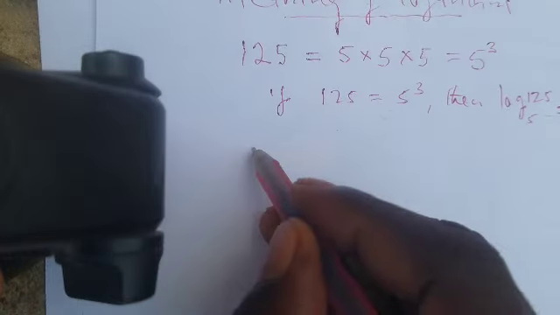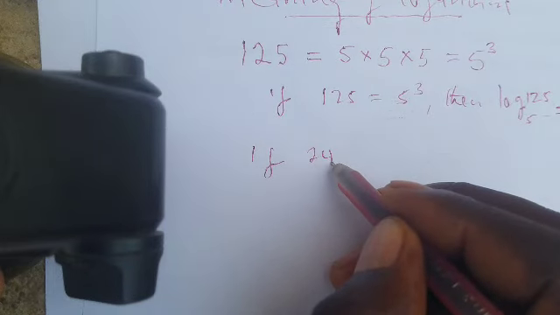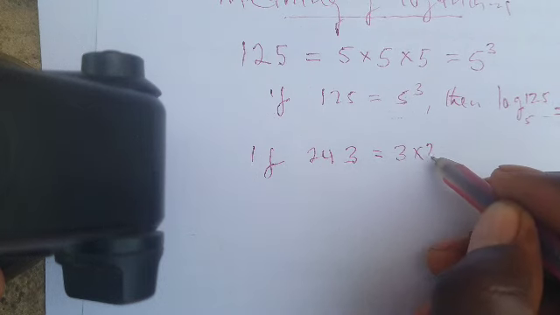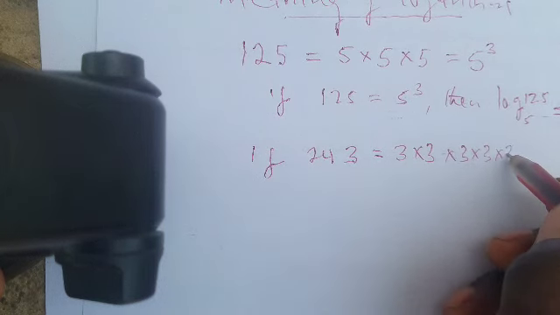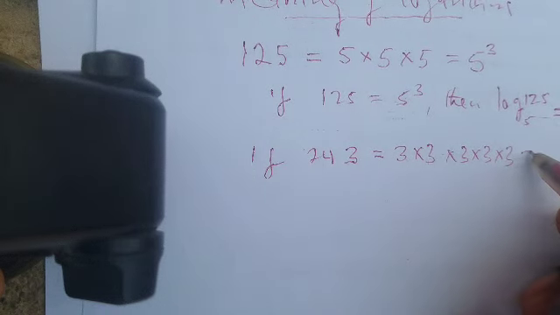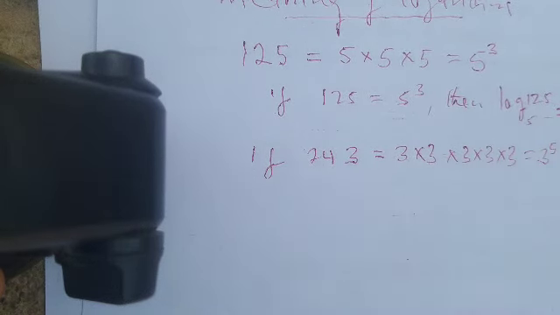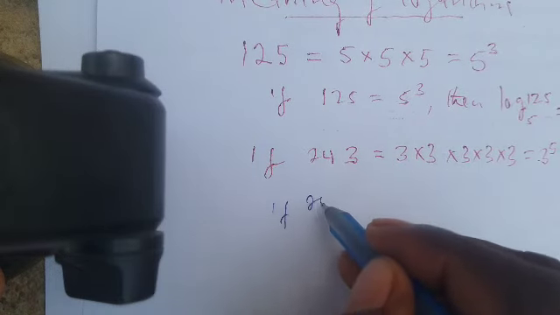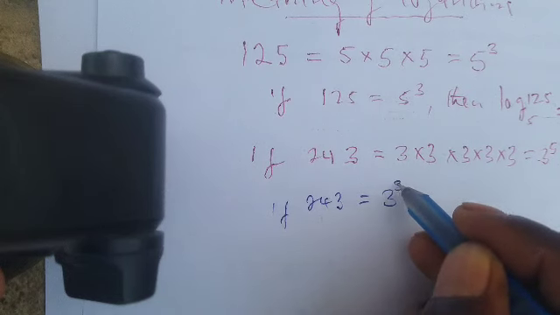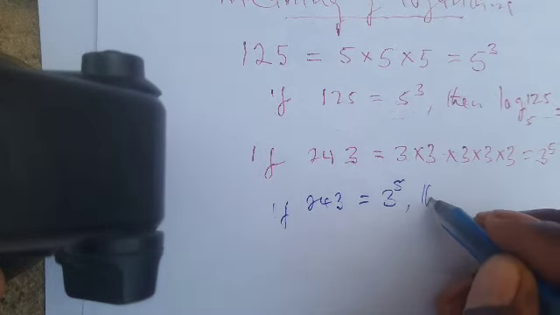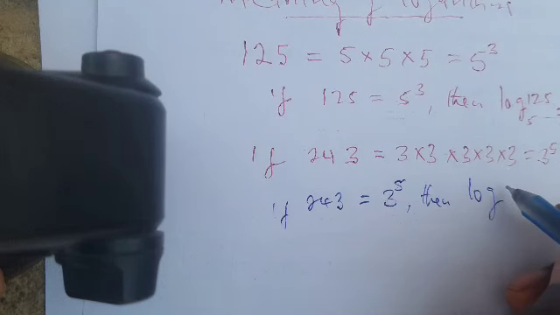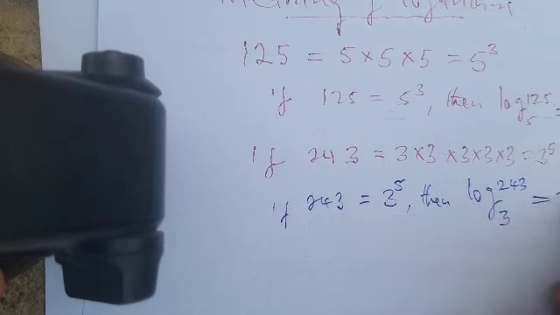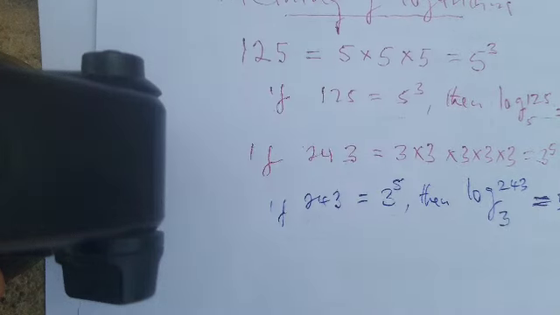And if you have 243, this is the same thing as 3 times 3 times 3 times 3 times 3, which is equivalent to 3 raised to 5. And if 243 is equal to 3 raised to 5, then log 243 base 3 is the same thing as 5, all from the law of indices.